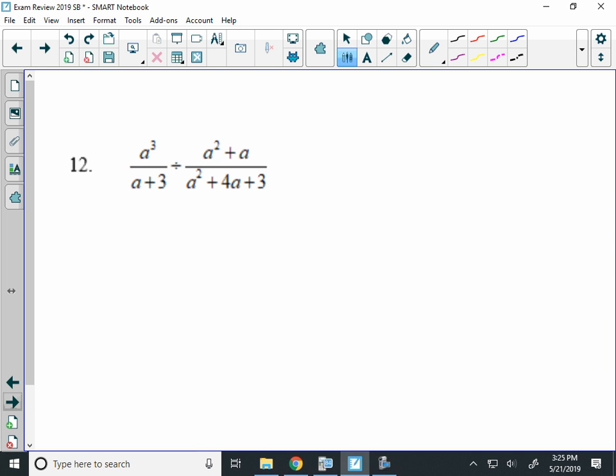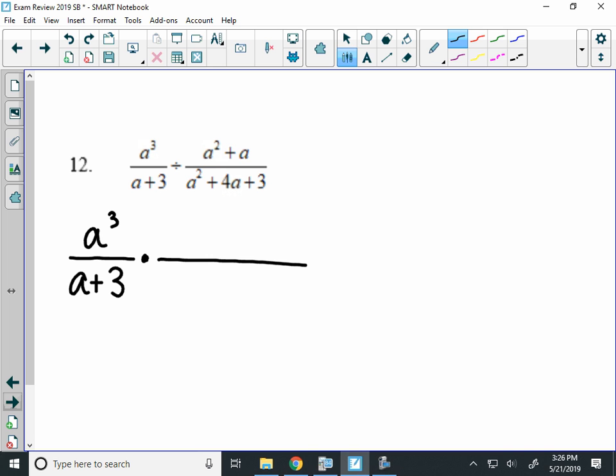All right, next page, number 12. We have 4 more problems here. We are dividing. That's a division symbol. It's a little blurry on the video. In order to divide, you do your keep, change, flip. I'm going to keep the first fraction, and I'm going to factor as I go. Nothing here in the first fraction factors. Change the sign to multiplication.